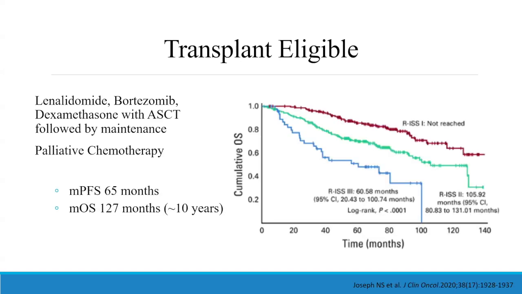And when we do that, now this is a Kaplan-Meier curve that separates out by high risk versus low risk, but you're looking at a median progression-free survival of at least 5 years and overall survival of around 10.